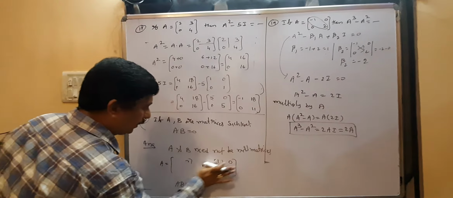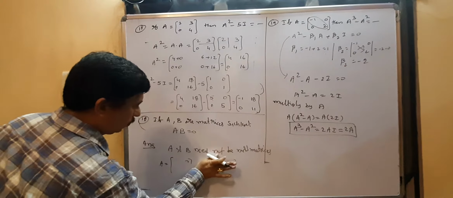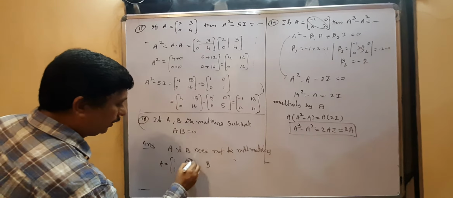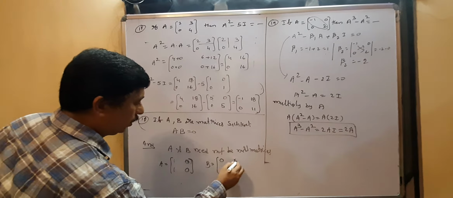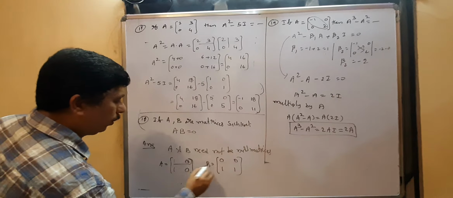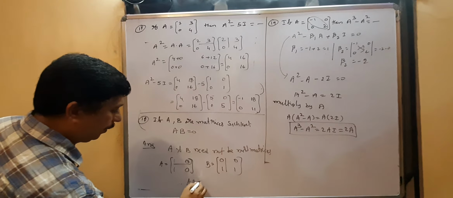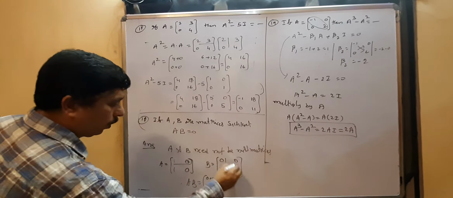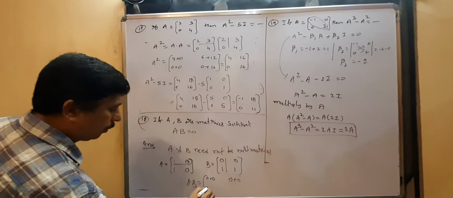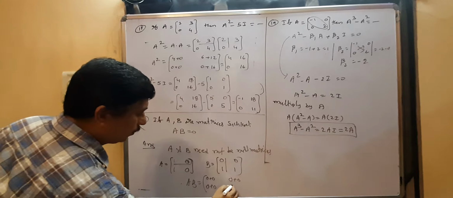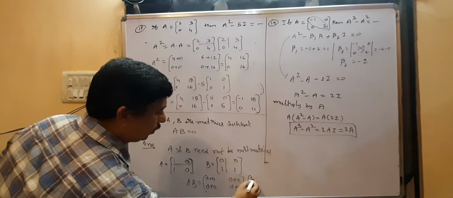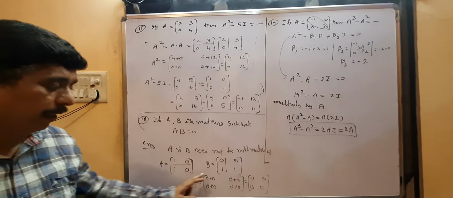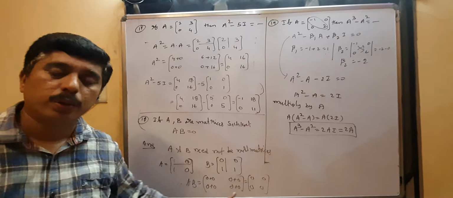If you take like this, A is 1 1 0 0, B matrix is 0 0 1 1. Multiply row into column. AB: 1 into 0 plus 1 into 1, 0 plus 0, and so on. This is also 0 plus 0, 0 plus 0, obviously the null matrix 0 0 0 0 we will get. This is an example for A and B not being null matrices, but the product is equal to 0.